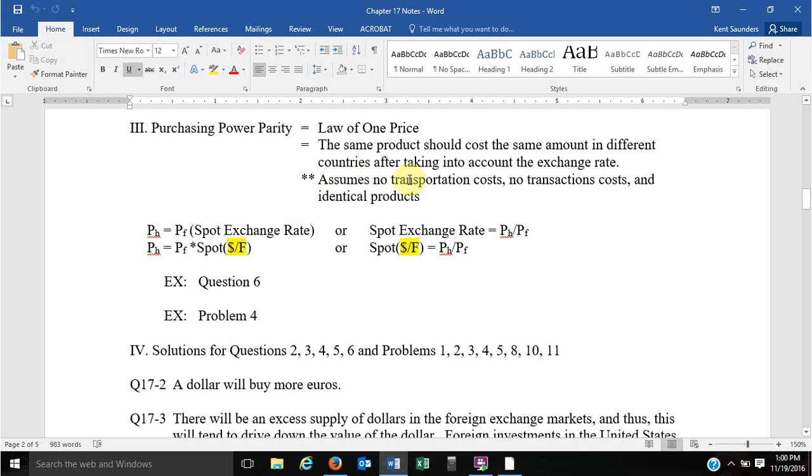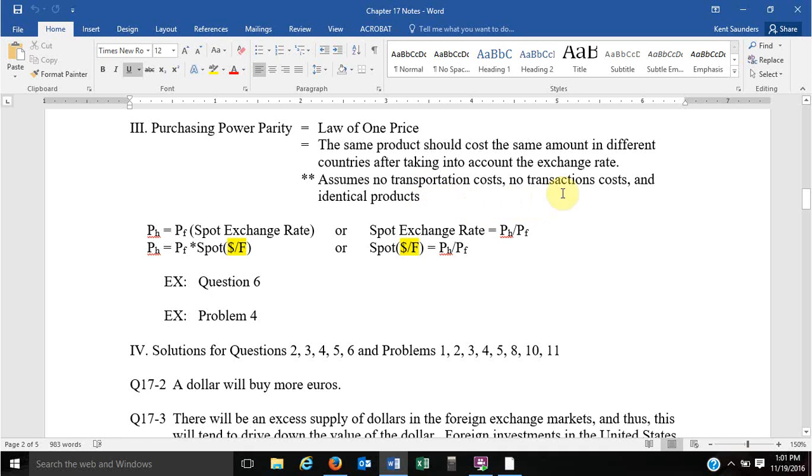Now, I say that assumes no transportation costs. Because, well, with a physical commodity, like a compact disc, I actually have to go to Mexico, buy it, and then bring it back. So that's actually going to be costly. So when we observe the prices of compact discs, we may see some slight discrepancies in one country or another. But that's primarily due to transportation costs.